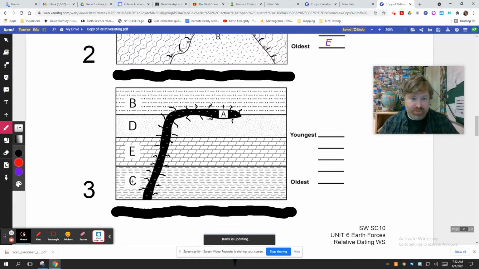Go down to the bottom, sedimentary layers, work your way up. C, E, that's what an E looks like. D, that's what a D looks like. B, and then the igneous intrusion A would have come in after all of those because it cuts across all of them. That one's easy. That should have been the first one.